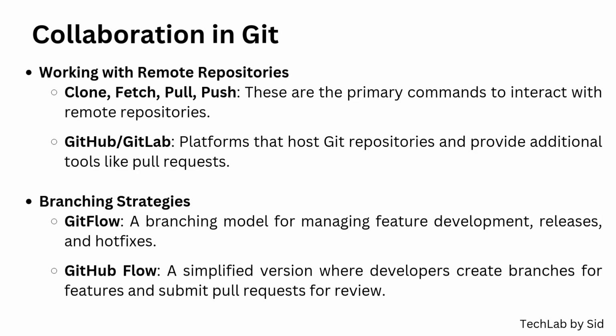Branching strategies. Git flow: a comprehensive branching model that helps manage feature development, releases, and hotfixes. It involves multiple long-lived branches like master, develop, and feature branches. GitHub Flow: a simplified workflow where developers create branches for individual features or fixes, then submit pull requests for code review and integration into the main branch.